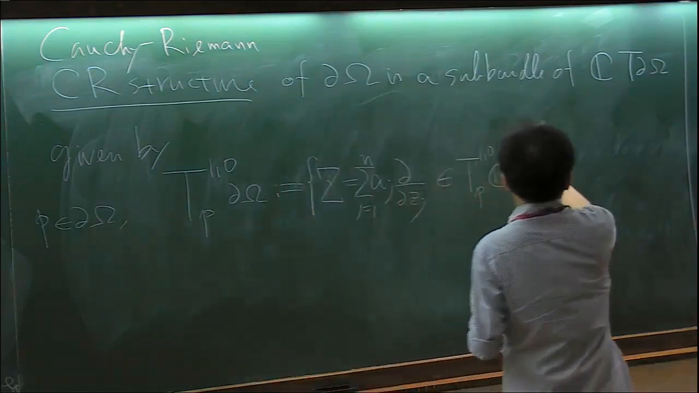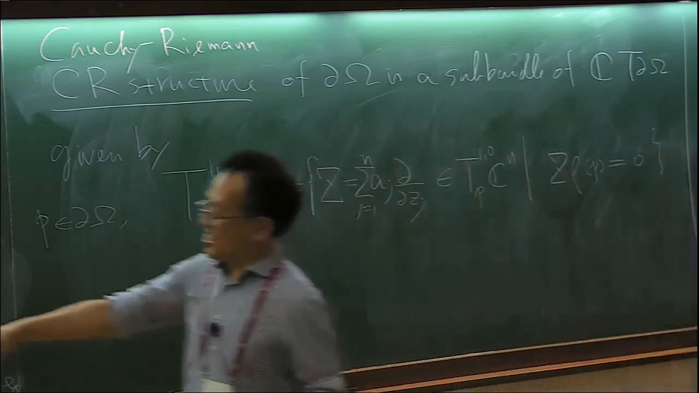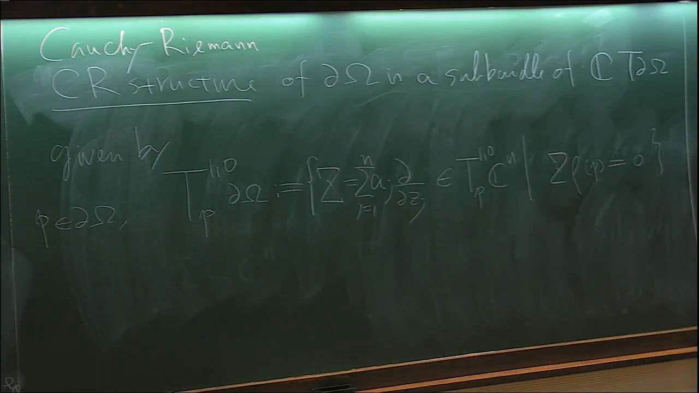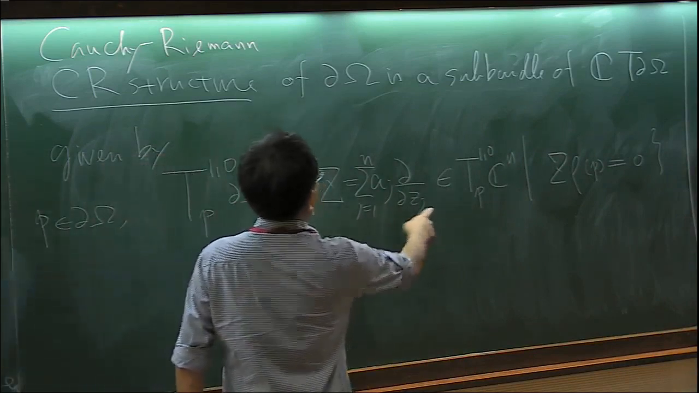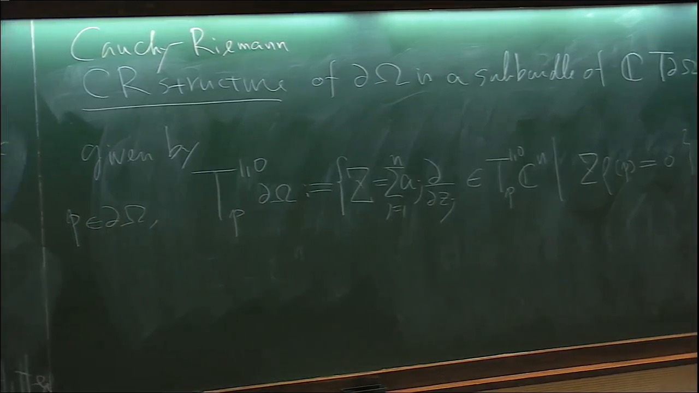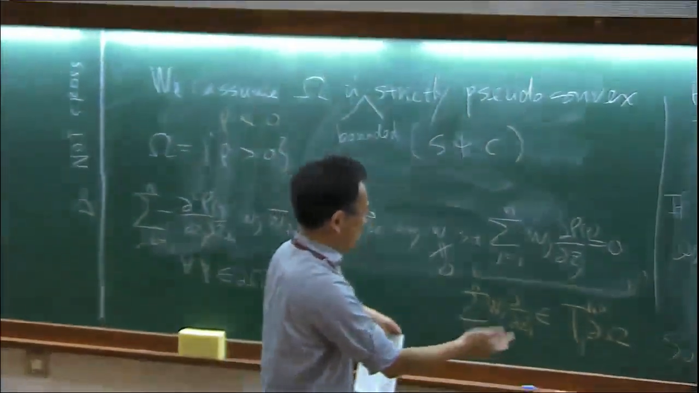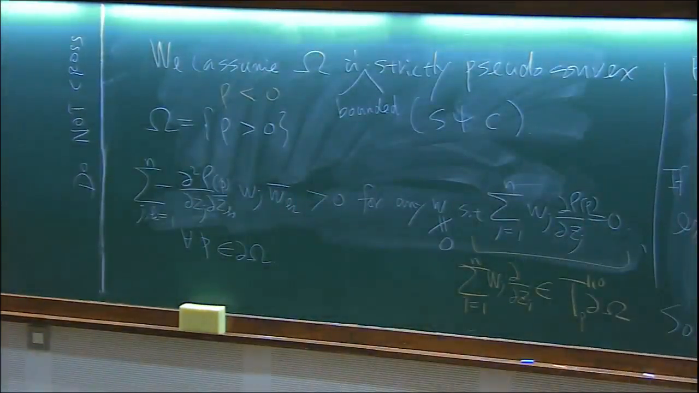Z such that Z applied to rho at P equals 0. So this is the same as this. This is the defining equation for the complex tangent bundle of the boundary. If you go back here, this just says the sum of a_j partial over z_j is in T^{1,0} of the boundary at P. So I'm using bundle notation here instead of the explicit equation. So this is a bundle, and rho is a defining function.